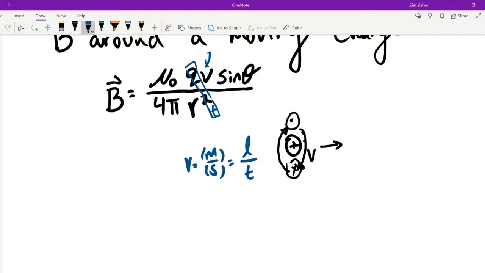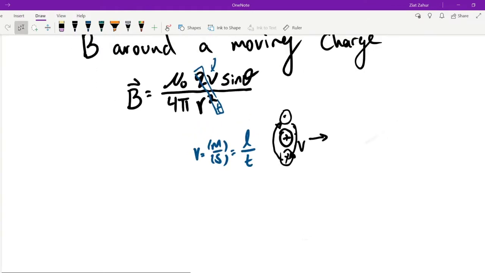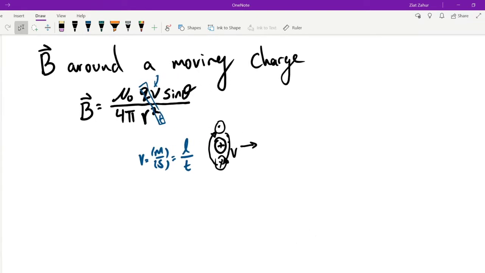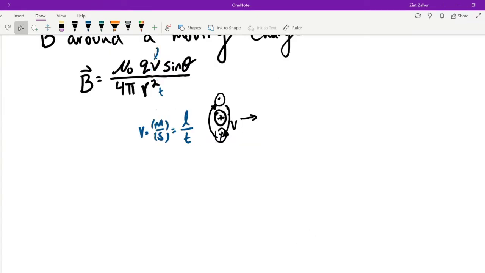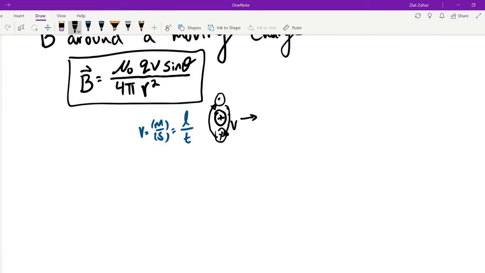Yes, it is I, the current. So you can have mu naught I, and the leftover is L. Mu naught I L sine theta over 4 pi r squared. Yes, Q over T. Hey, who are you calling a boomer? So it's the same thing, but now we've kind of replaced it for charges. Okay? So have this down. You'll need it for your homework at least.